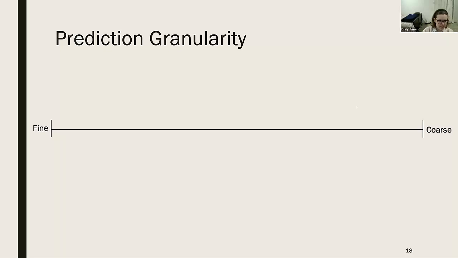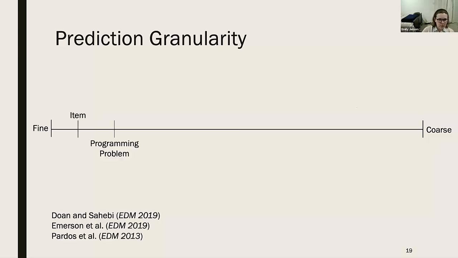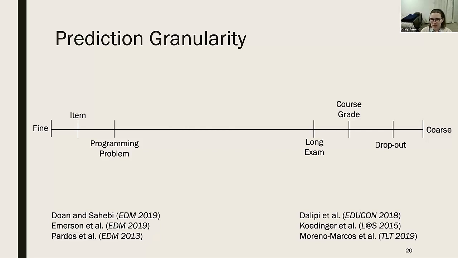I will put a few references on the slides, but there is a lot of prior work along all ends of the spectrum, so you're welcome to look at the paper for more details. On the fine side of the spectrum, we have previous work looking at predicting whether a student is going to get a particular item or question correct, or something along the lines of a programming problem. On the complete other side of the spectrum, we have predicting how a student is going to do on a long exam, such as a final, how well they're going to do in the course overall, or whether or not they're going to drop out in general.